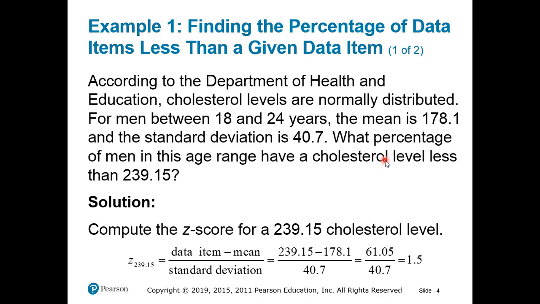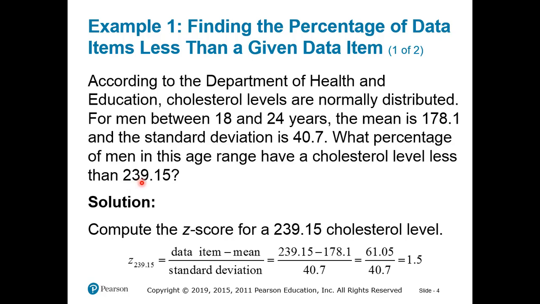According to the Department of Health and Education, cholesterol levels are normally distributed for men between ages 18 to 24 with a mean of 178.1 points and a standard deviation of 40.7 points. What percentage of men in this age range have a cholesterol level less than 239.15 points? The first thing we're going to do is change this into a z-score.